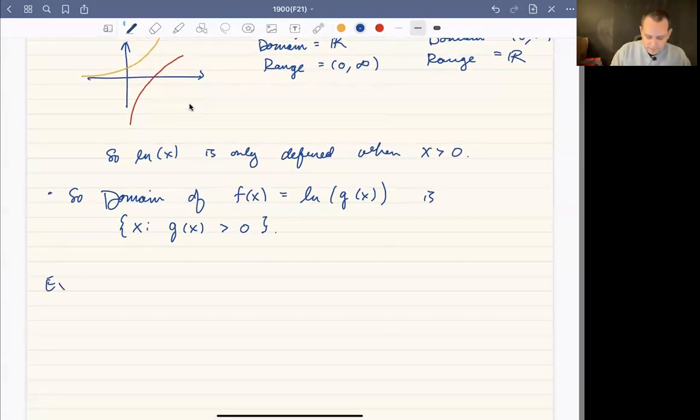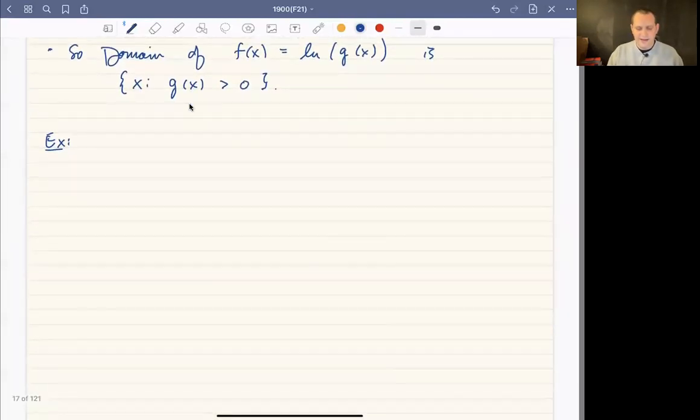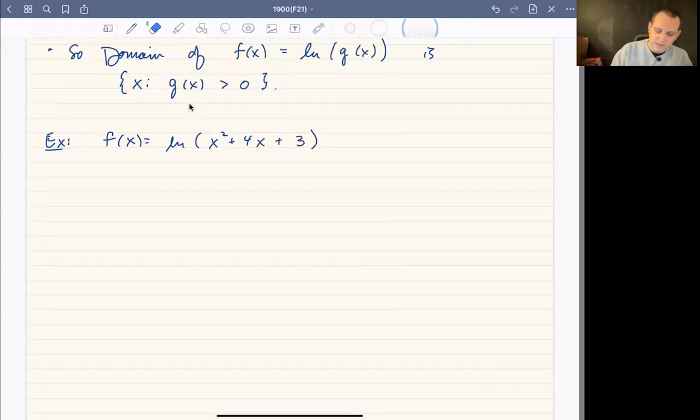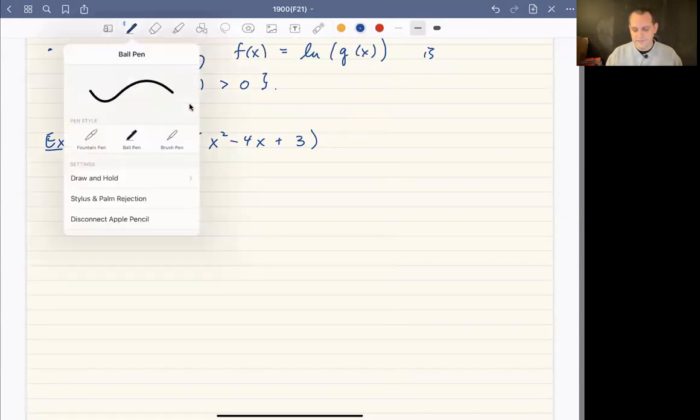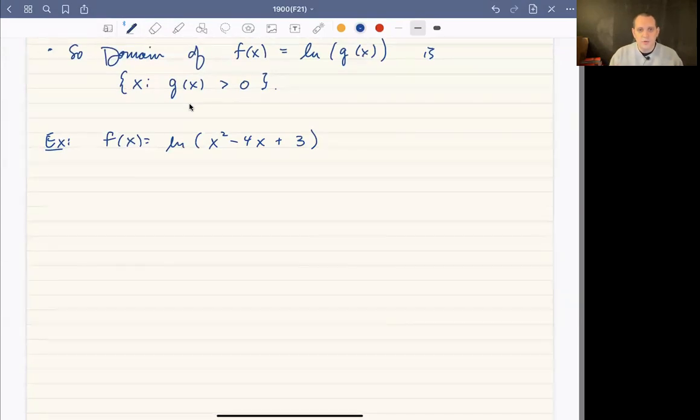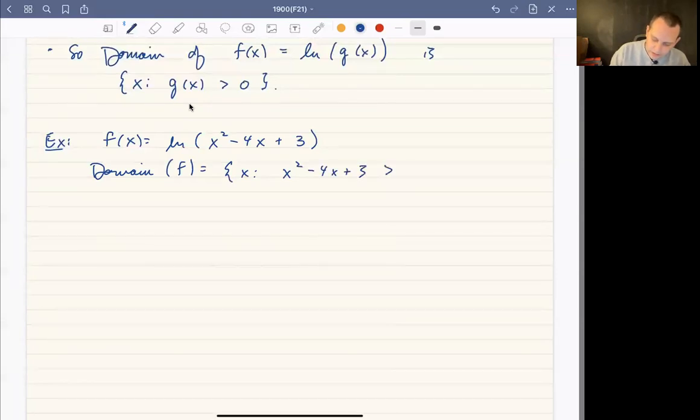So just for example, this is not a complicated example, but not the easiest one. Just somewhere in the middle. Let's look at the function f of x is the natural log of x squared plus 4x plus 3. Actually, let's do x squared minus 4x plus 3, just so the algebra is a touch nicer. So we want to figure out the domain of f, which is going to be the set of all the x values where x squared minus 4x plus 3 is positive.